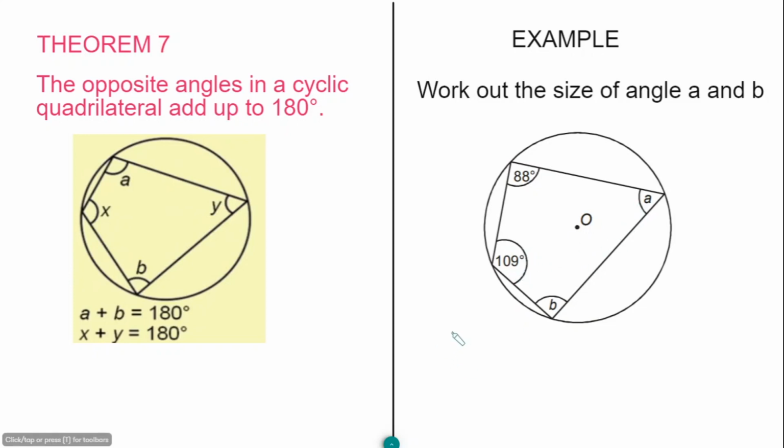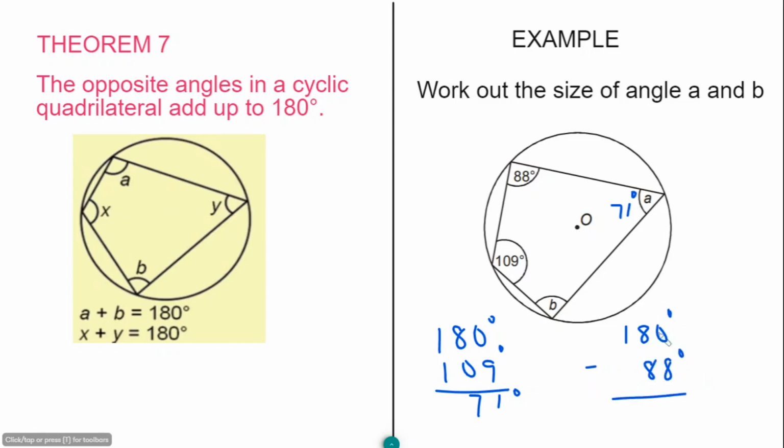So that's going to be 180 subtract 109 degrees, and don't forget to put your degree sign, and it's going to be 71 degrees. So angle A is definitely going to be 71 degrees. And then to find angle B, the sum of angle 88 and B should be 180. So to find angle B, I need to subtract this angle 88 from 180 to get angle B, and that's going to be 180 degrees subtract 88 degrees.